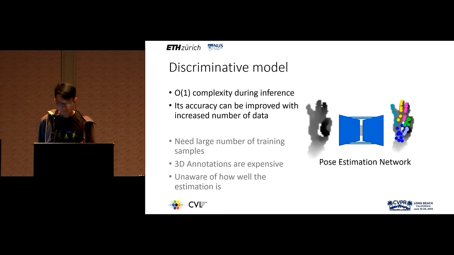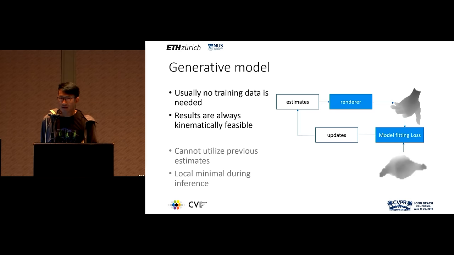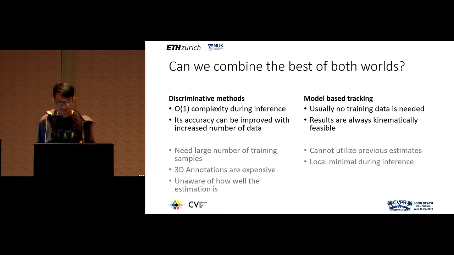Generative models, on the other hand, follow an analysis by synthesis approach, and usually no training data is really needed, and the results are always kinematically feasible. However, they cannot memorize the previous results and build on top of them, and the optimization can sometimes be trapped in a local minimum during inference. So the question arises: can we bring the benefits from both worlds together into one method?